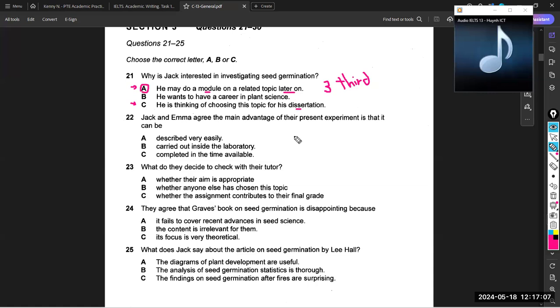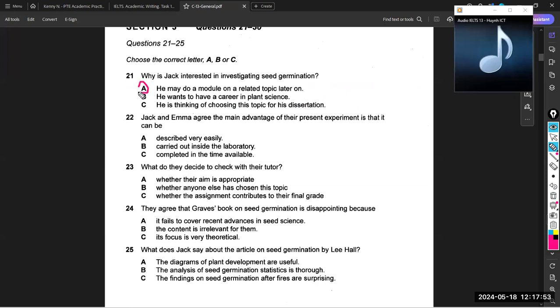But we may still have C. So this is the reason. I thought it might be useful for that, for my third year. Maybe it's A, but we still have C. Let's listen. If I choose this option A, I don't have to do a dissertation module. So it is not C. It is not B, and it is more useful than C. So it is A.